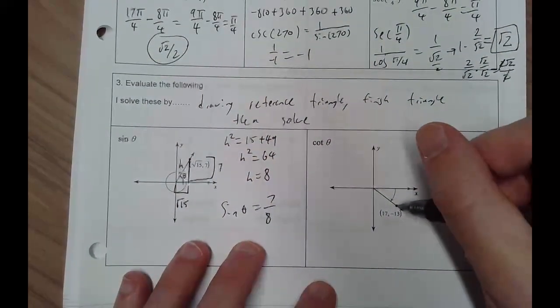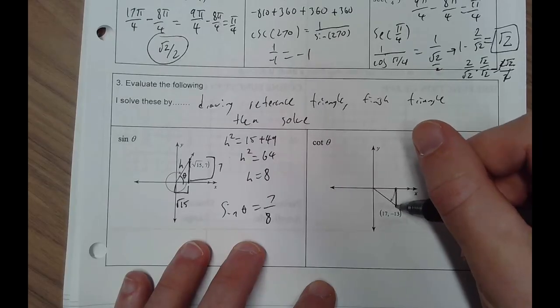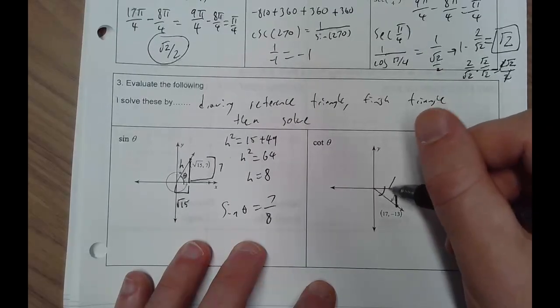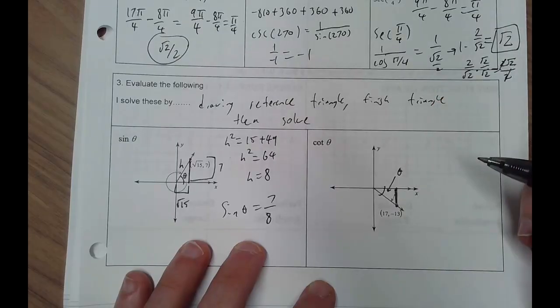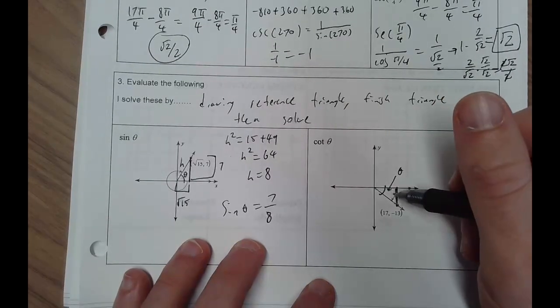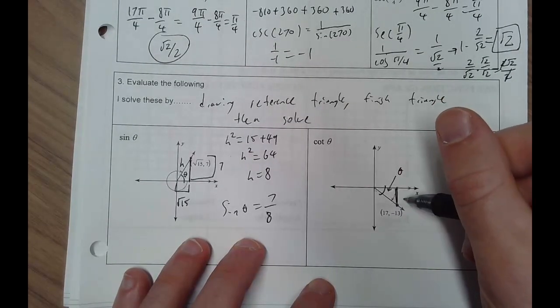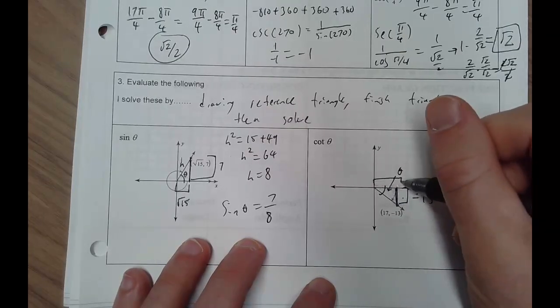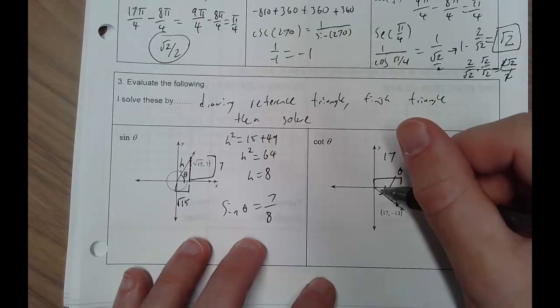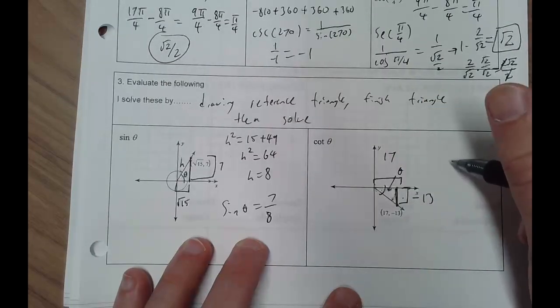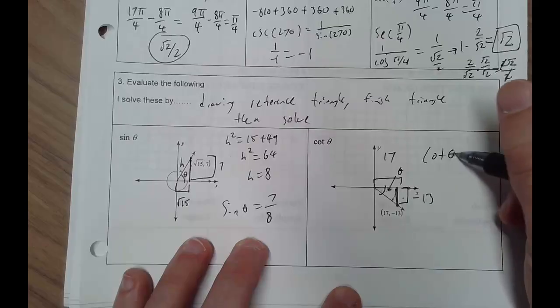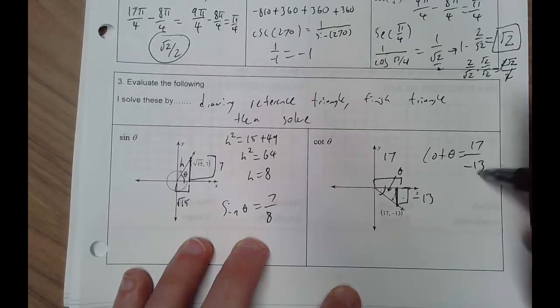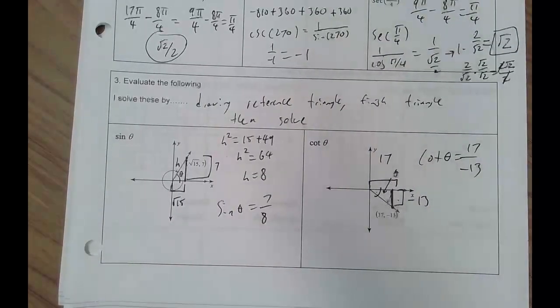This, you're going to do the same thing. You go straight to the x-axis. This is going to be your reference angle here. Cotangent is adjacent over opposite. Because of these coordinates, this side is negative 13. This side is 17. This is my angle. Adjacent over opposite. Cotangent theta would be 17 over negative 13. So I actually didn't need to solve the triangle. I just already had the sides I needed to find cotangent.